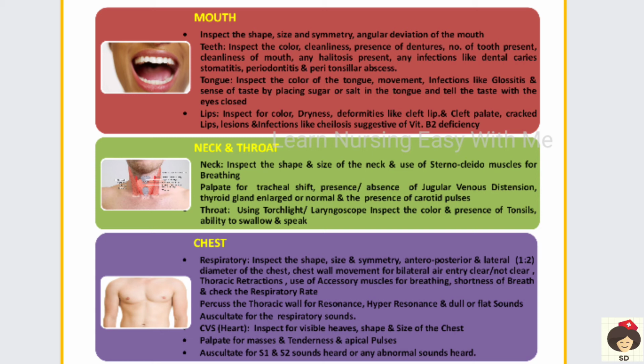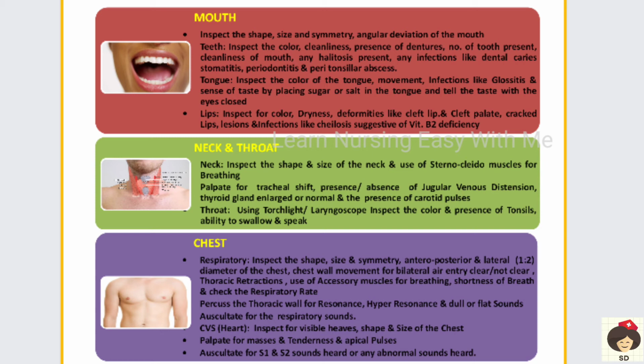In the heart, you have to inspect for visible heaves. Visible heaves are nothing but chest wall movement that you can see on the chest. That is the pulsation you can see on the chest when the patient is having some problems with the heart, like congestive heart failure or an infarction. You can see the visible heaves, and that you have to check.